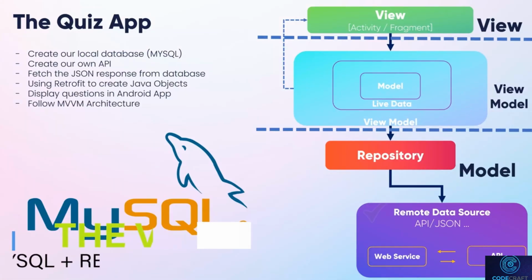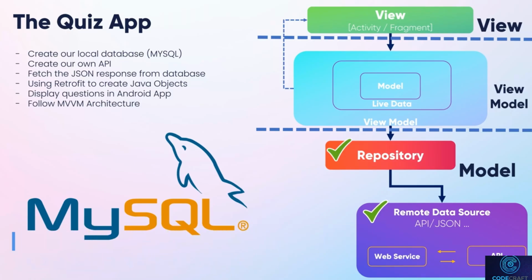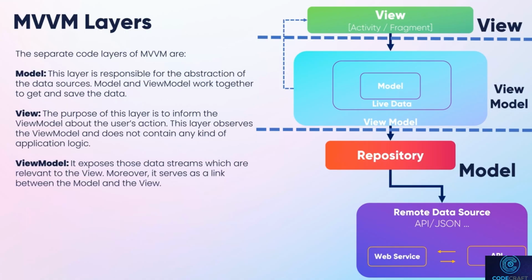Welcome back. We're done with the remote data source and the repository. So we finished the model layer. Now let's move to the view model layer. The view model is a crucial component responsible for managing and providing data to the UI, the view, while maintaining the separation of concerns. It's part of Android Architecture Components and serves as a bridge between the data source, the model, and the UI components, the view.